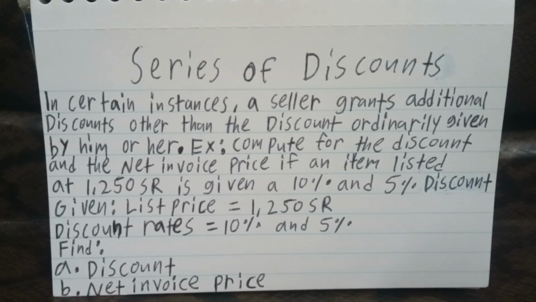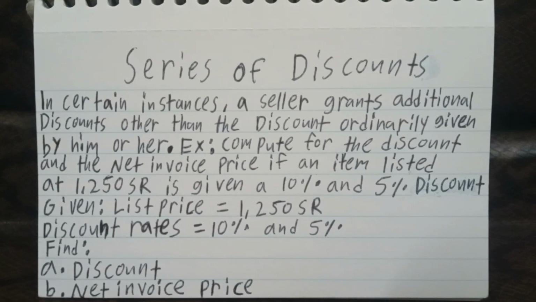So for our first example, we have compute for the discount and the net invoice price. If an item listed at 1,250 riyals is given a 10% and 5% discount. So let's start first with our given. We have list price, which equals 1,250 riyals. And for our discount rates, we have 10% and 5%. So all we need to find is the discount and the net invoice price.